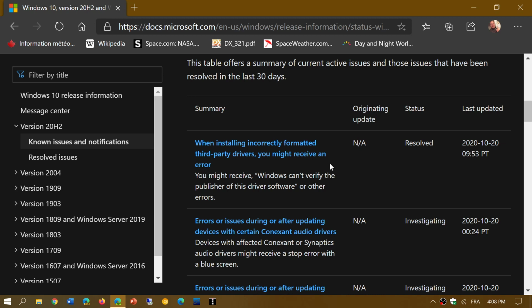Of course, one of the things they did fix here is the incorrectly formatted third-party drivers problem that was still an issue on the May 2020 update. It is fixed here, and it's going to be fixed on the May 2020 update with an update also. But here is the list of problems, and this is how it's looking. So, same problems basically as the May 2020 update.